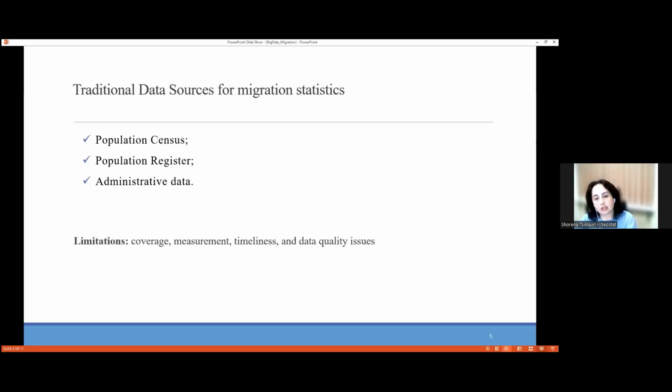The population registers also have their limitations. Sometimes people don't record their movement inside the country or when they are crossing the borders. I'm talking about international mobility. Also, administrative data like border control data can be used for producing migration statistics, but it provides more a quantitative rather than qualitative data source.